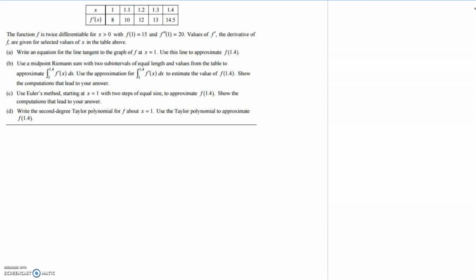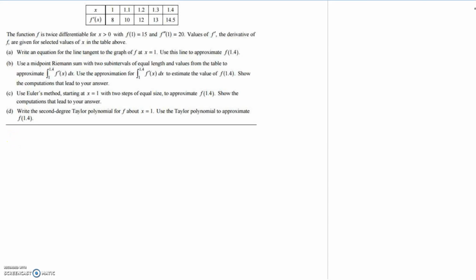This is a free response problem in which a table is given with selected values of f prime. They also tell us that f is twice differentiable, just meaning that the derivative exists and the second derivative exists. Also meaning that if the second derivative exists, then the derivative is a continuous function. Part A asks us to write the equation of the tangent line at x equals 1.